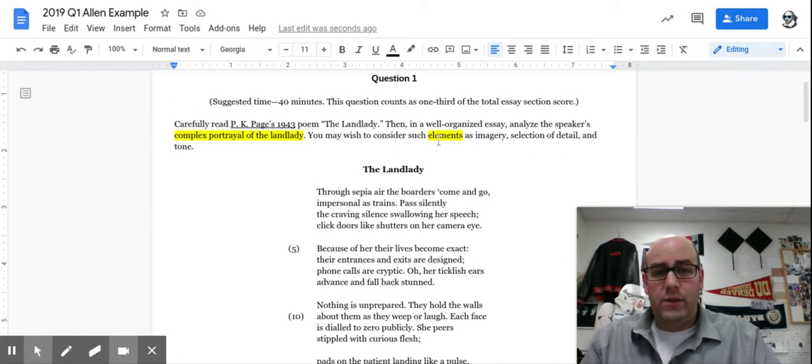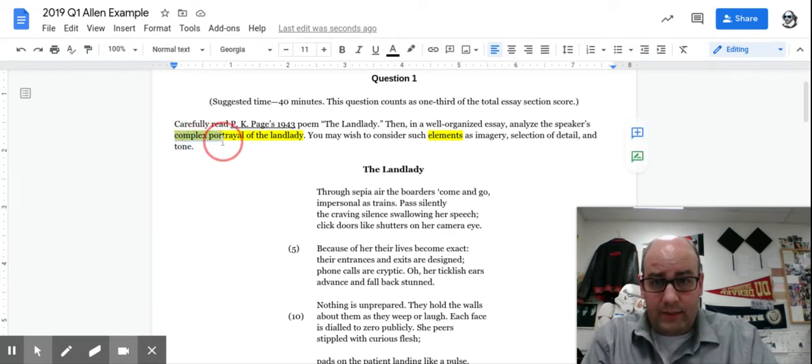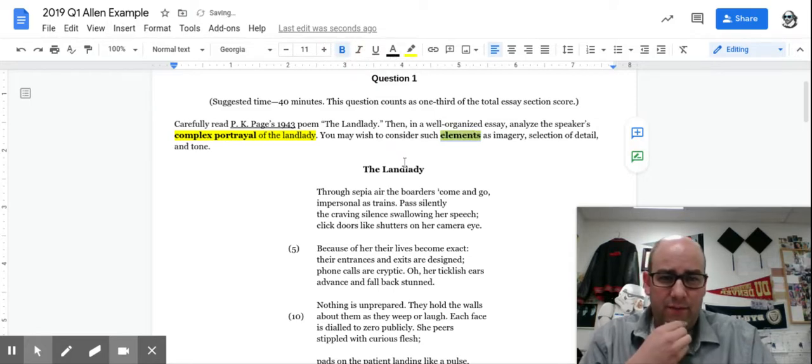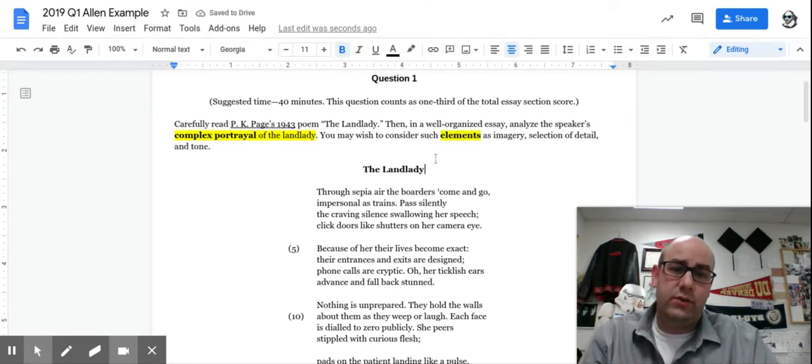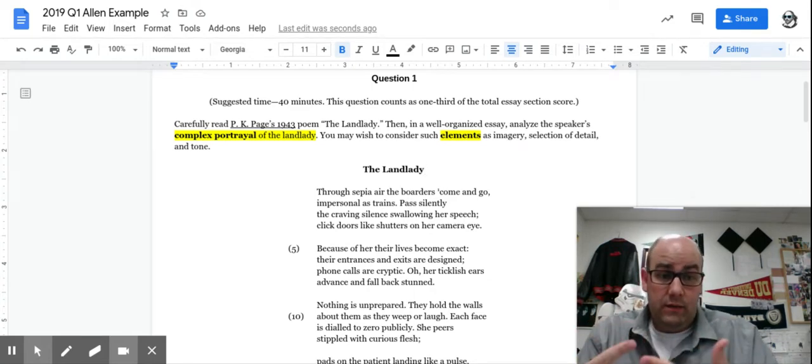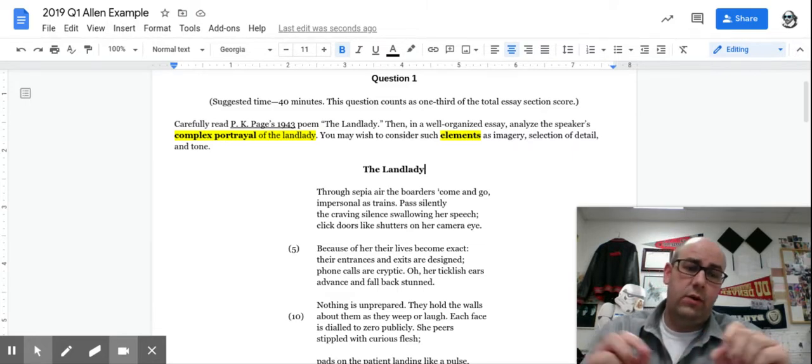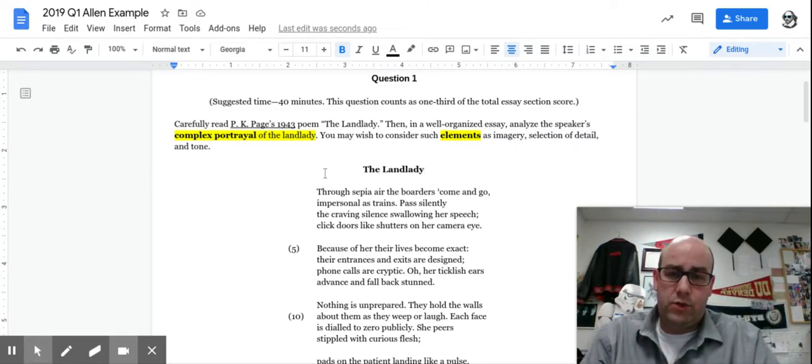And then the last thing we need to do is find on-task words. The on-task words that I'm seeing, the biggest one is complex portrayal, and then elements is the other one. There's not very many others. If we had a universal concept, there probably would be more on-task words. So the big things that we need to focus on in this prompt is that we have to identify literary elements, and we need to use those to analyze the complex portrayal of the landlady.